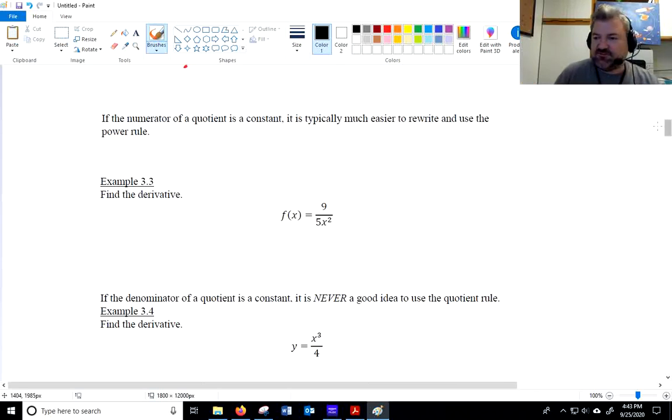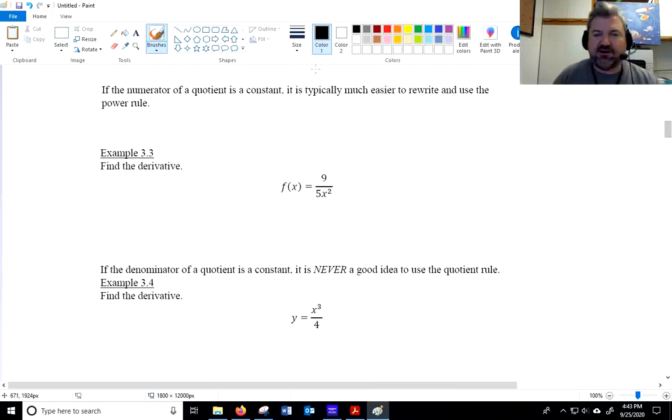But here's a general rule. Okay, if the numerator of a quotient is constant, it is typically much easier to rewrite and use the power rule. Okay, that's going to be true a lot. So let's practice that. Let's find the derivative of 9 over 5x squared. Yes, I can do the quotient rule. But I find that when students use the quotient rule here, they mess it up because they're like low D high. They forget that the derivative of 9 is 0. So instead, I really want to see you rewrite.